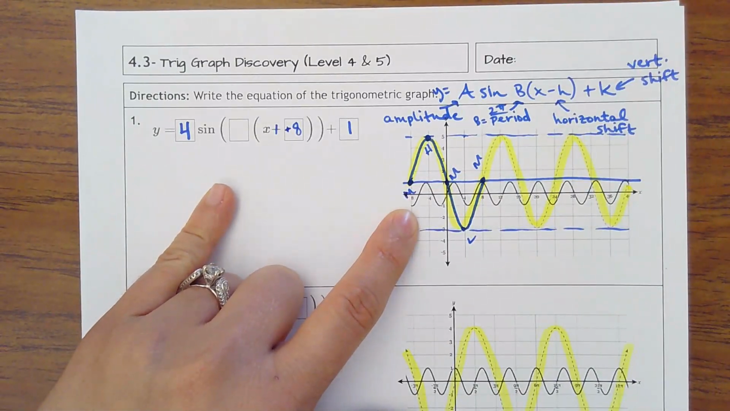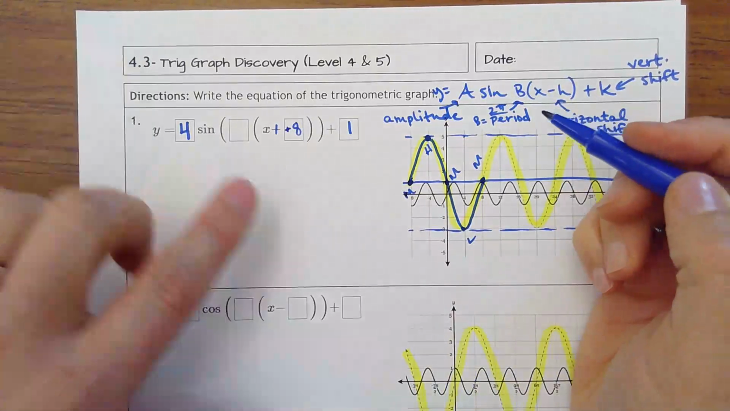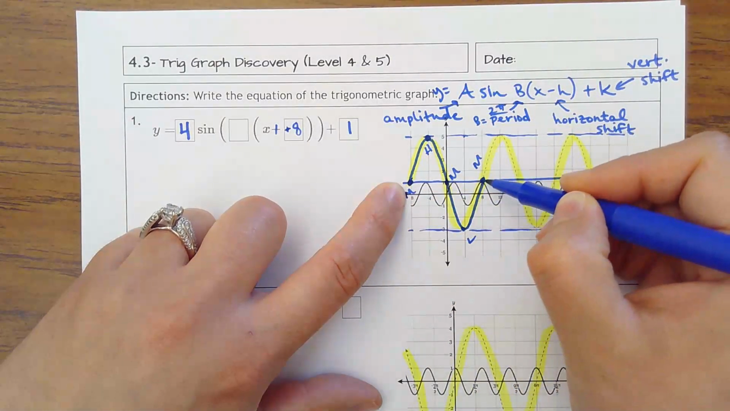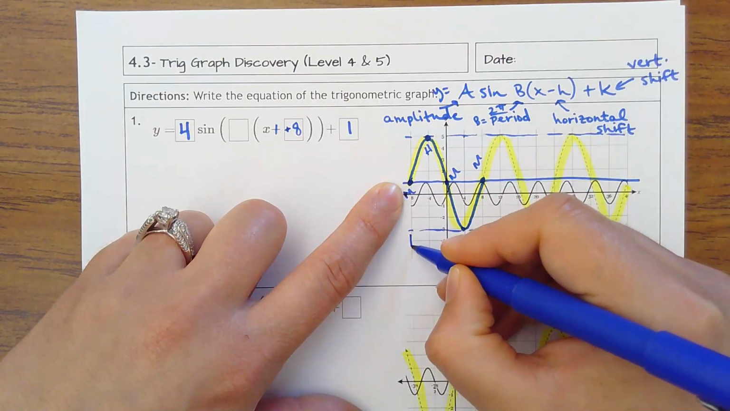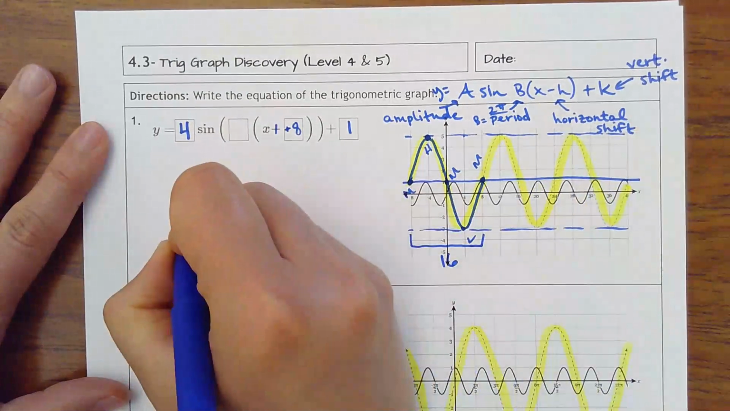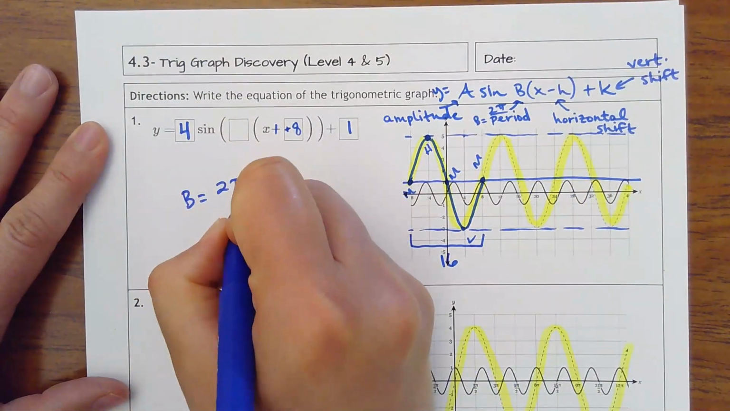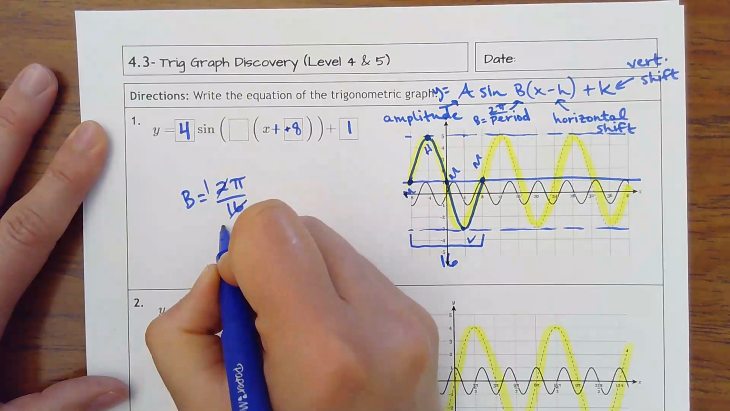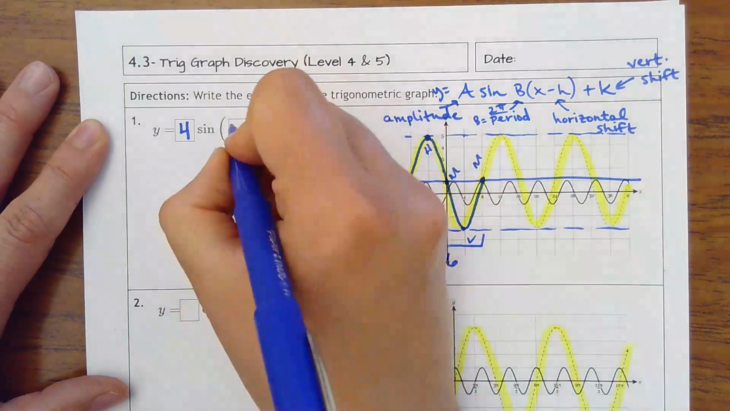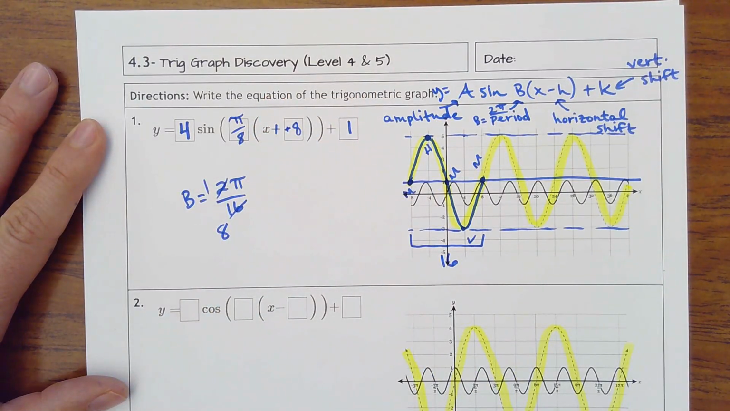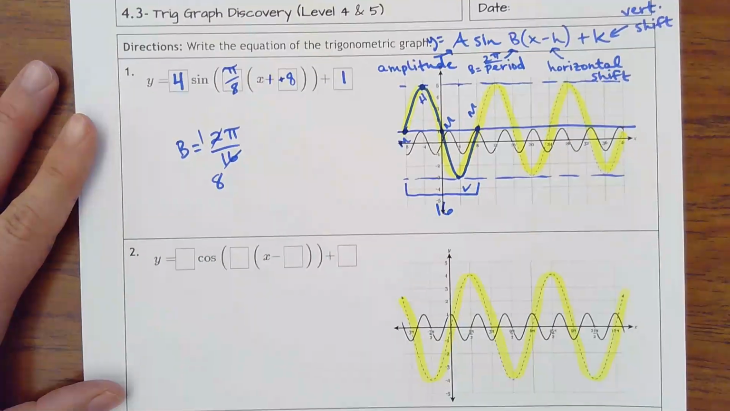Okay, then the hardest thing is to figure out the period of it. So think about this. If this was -8, that's the distance of 8, plus another distance of 8. So really this is a total of 16. So to find b, take your 2 pi divided by 16 and simplify. That would become a 1/8. So you could put 1/8 pi, or just put pi over 8, and then it should match. All right, let's try another one.